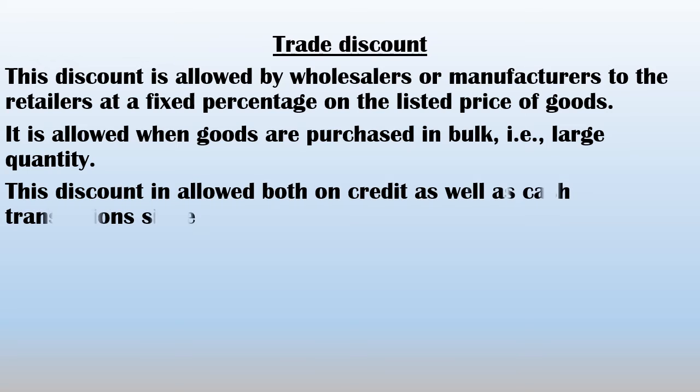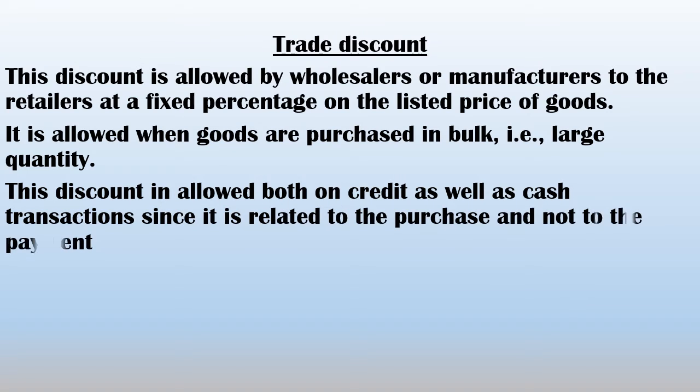This discount is allowed both on credit as well as cash transactions, since it is related to purchase and not to payment. So trade discount is given as a first hand discount, because this has nothing to do with a prompt or quick payment. It has only to do with purchase. So even though the retailers are purchasing on credit or as cash transaction, they will be offered a trade discount on the purchase of bulk quantity on the list price of the goods.